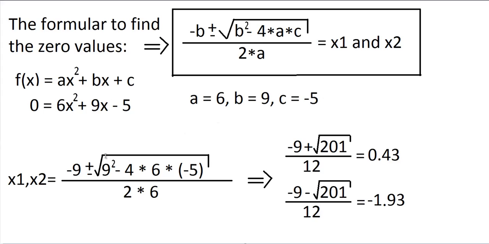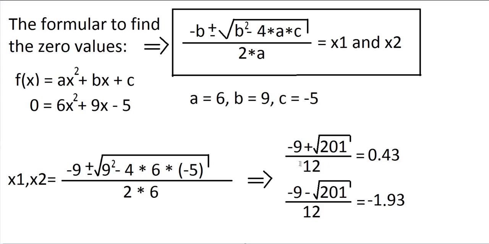So to calculate this, we are using the formula here, and we are replacing a, b, and c with their values. So b will be 9, so that means minus 9 plus minus the square root of all of this: 9 squared minus 4 times 6 times minus 5. That's two different things. And all of this again to be divided by 12.